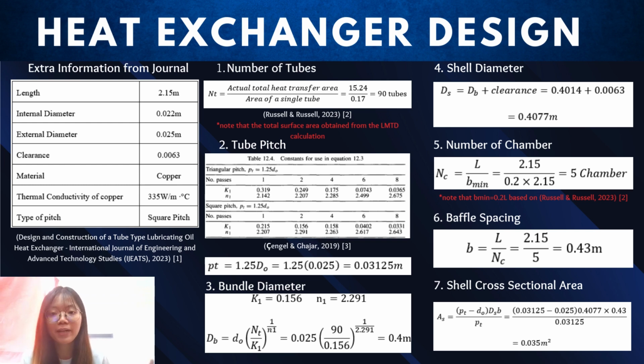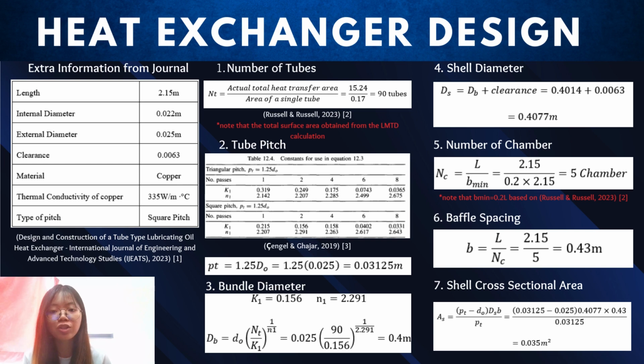So now I will explain the heat exchanger design calculation. The table on the left-hand side is the extra information we found from a journal, which is for tubes only: the length of tubes, internal diameter, external diameter, clearance, material of tubes, which is copper, its thermal conductivity, and type of pitch, which is square pitch. First things first, we calculate the number of tubes.